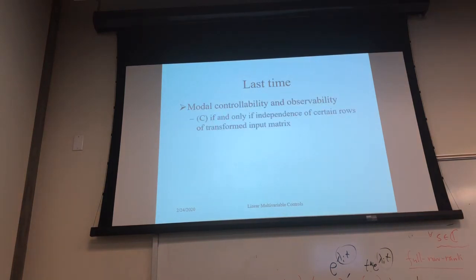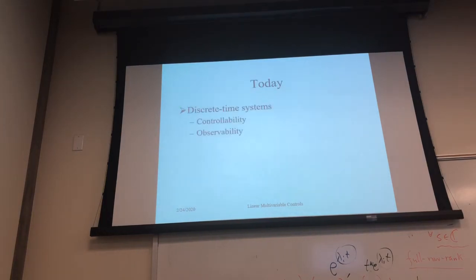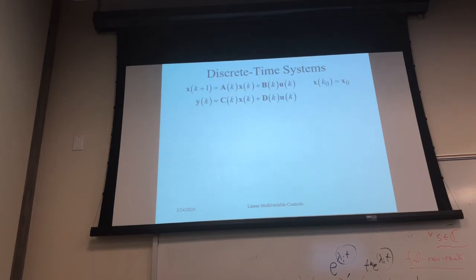So we did modal controllability, we have done this. So talk about discrete time and then do some exercises, we can finish today. Chapter 25 is discrete time. So let me remind you. This is a form called the discrete time linear time variant system. So A is a function of K, the sampling points.